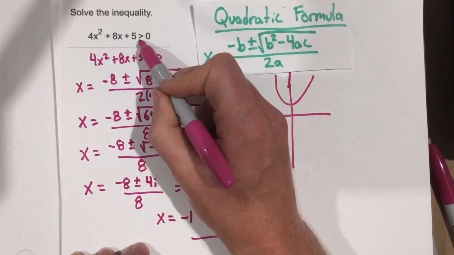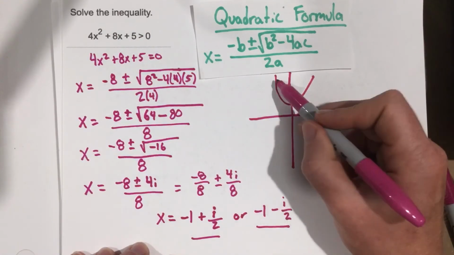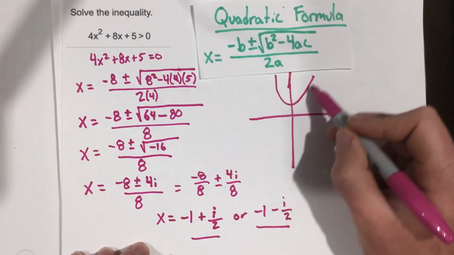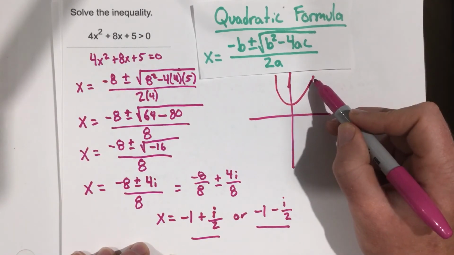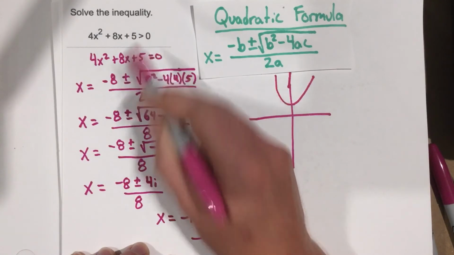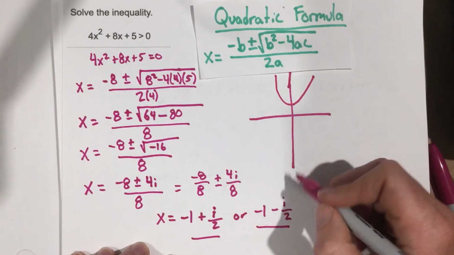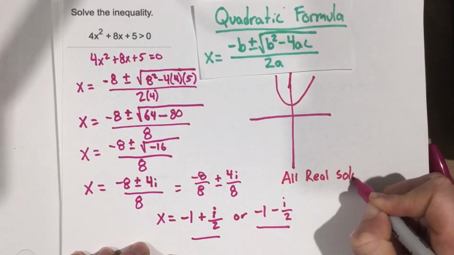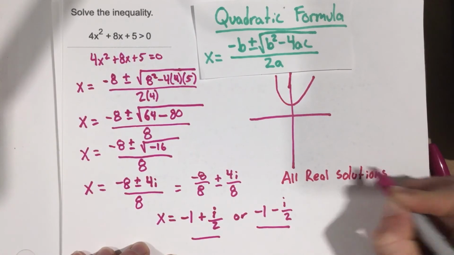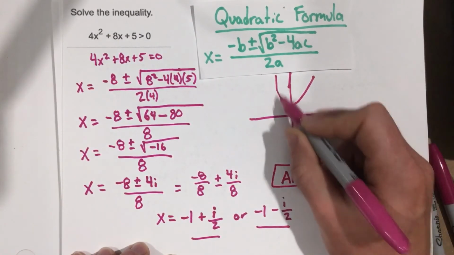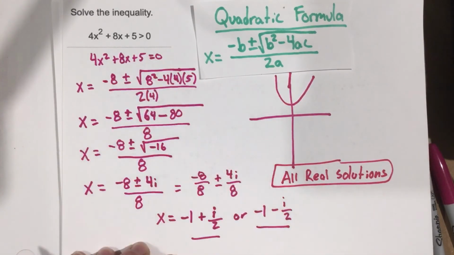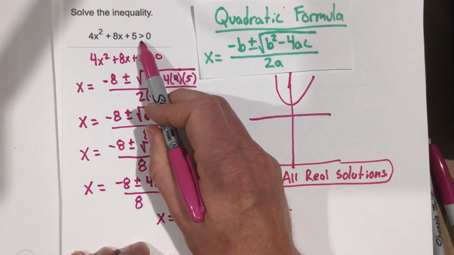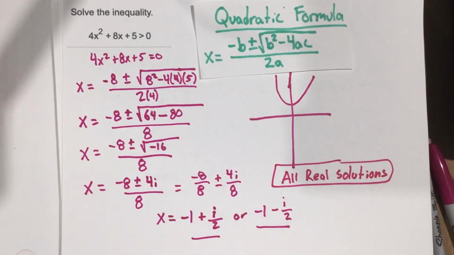But our inequality sign says greater than 0. Well, our quadratic is above the x-axis, so our quadratic is always greater than 0. Because this quadratic is always greater than 0, that means we have all real solutions, because no matter what, the quadratic is above 0 and it says greater than 0. Now what happens if it says less than 0? If this says less than 0, we would have no real solutions.